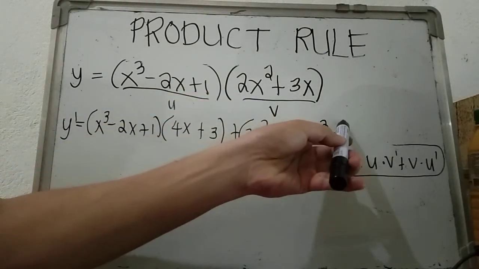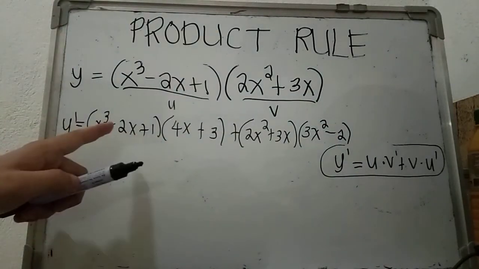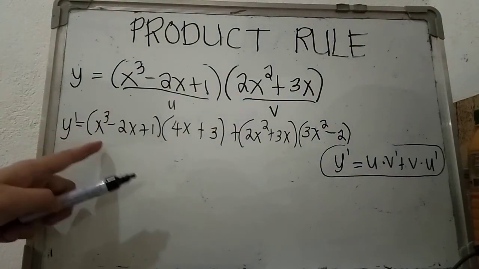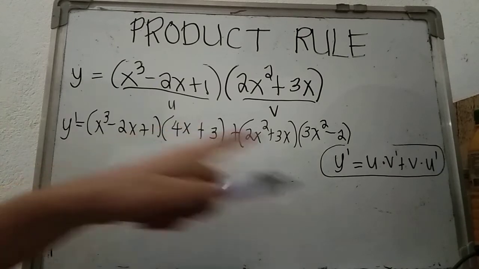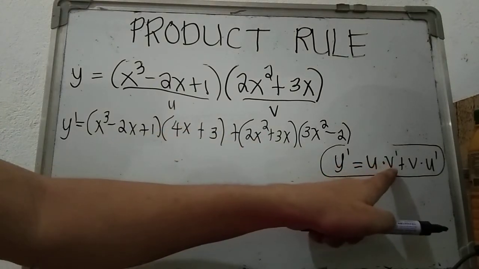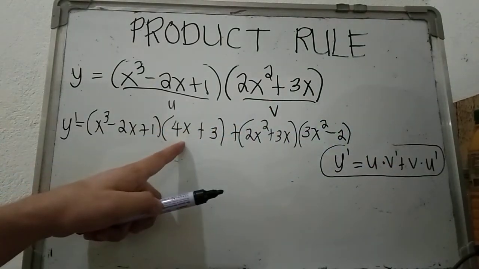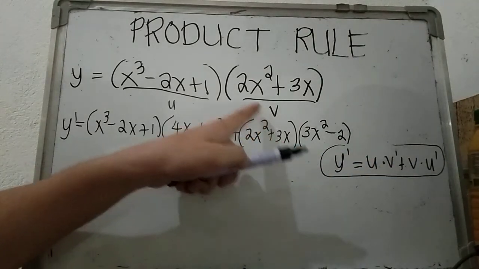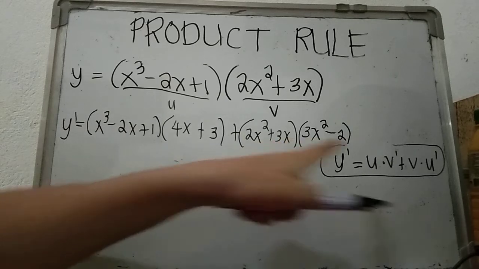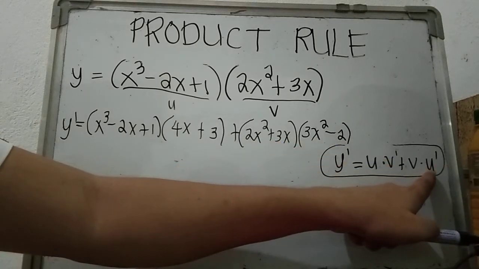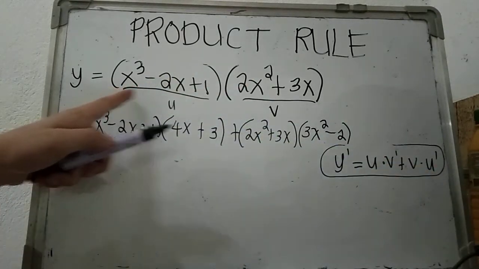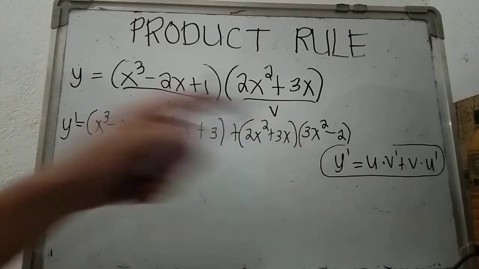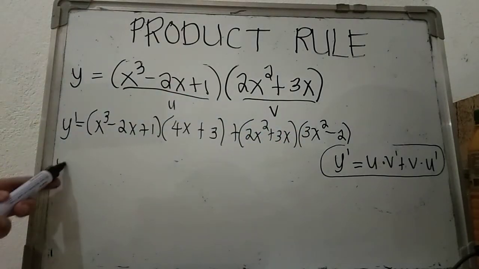What is the derivative of 1? That's a constant, meaning 0. So in short, this is now our u, x cubed minus 2x plus 1, from here. What is our v prime? 4x plus 3, plus the operation. What is our v? Copying the v, 2x squared plus 3x, and the derivative of u, denoted as u prime, is 3x squared minus 2. Simplify.